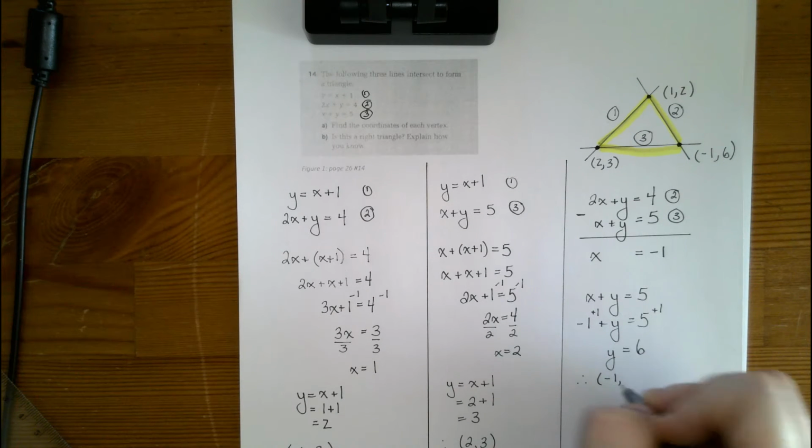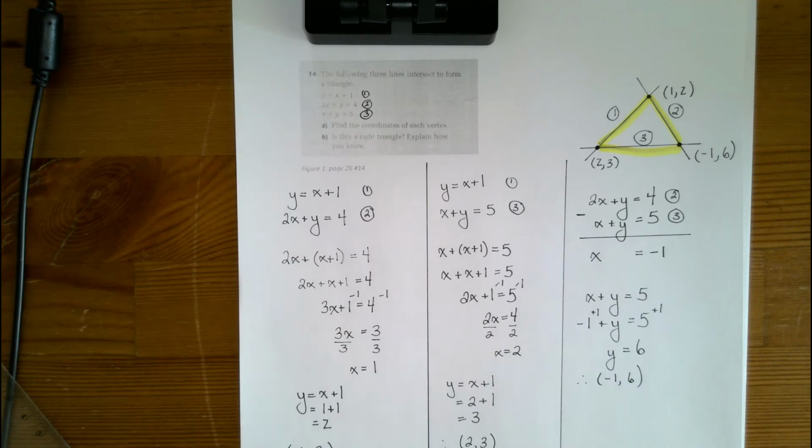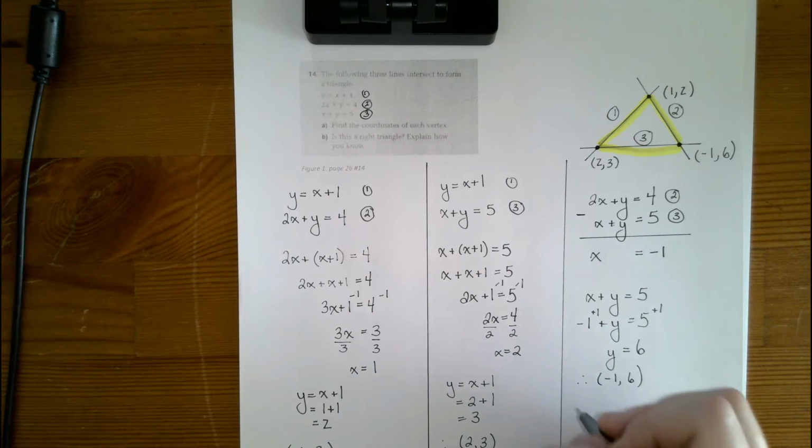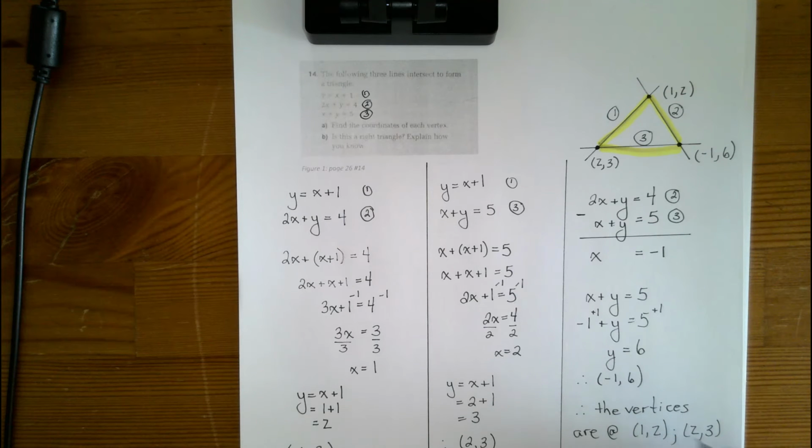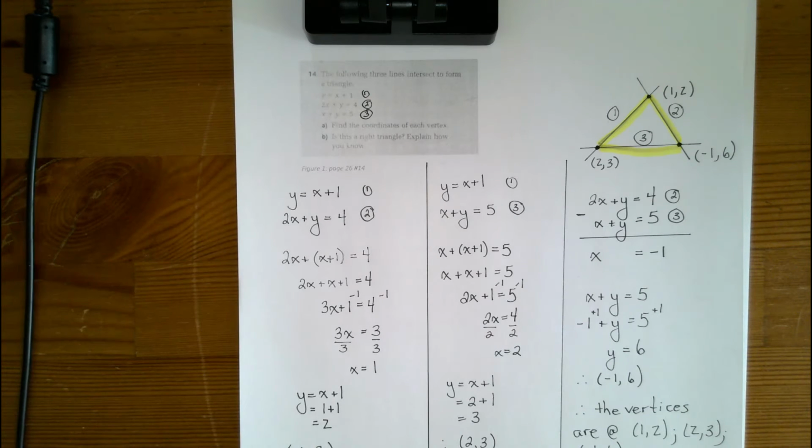So I know that my 3 vertices are, right? So I'm just going to say, therefore, the vertices are at (1, 2), (2, 3), right? xy, xy, and (negative 1, 6). So that was part A.